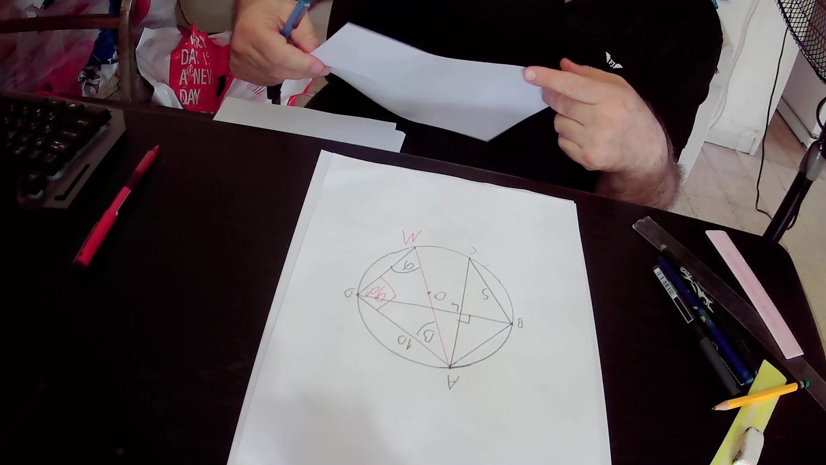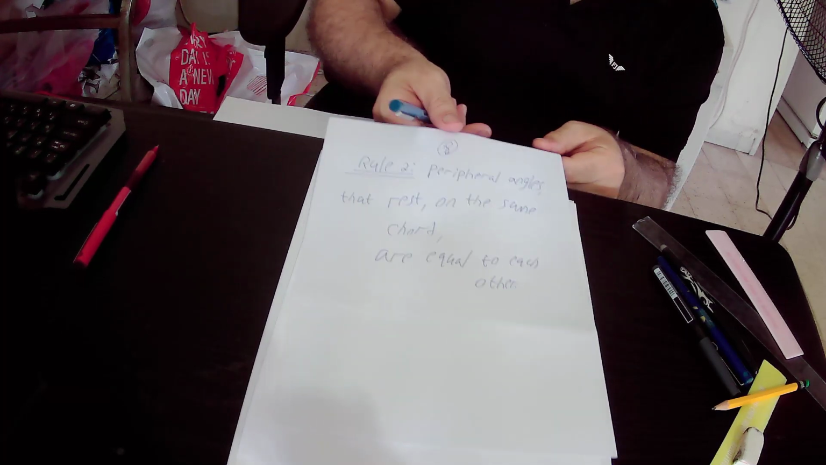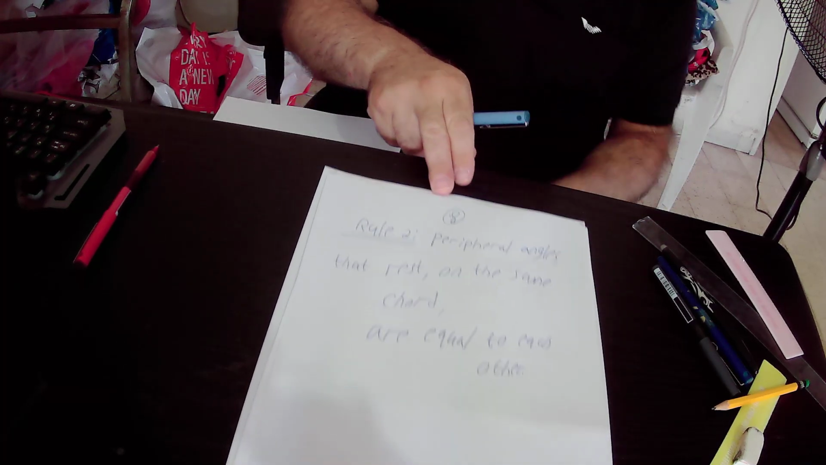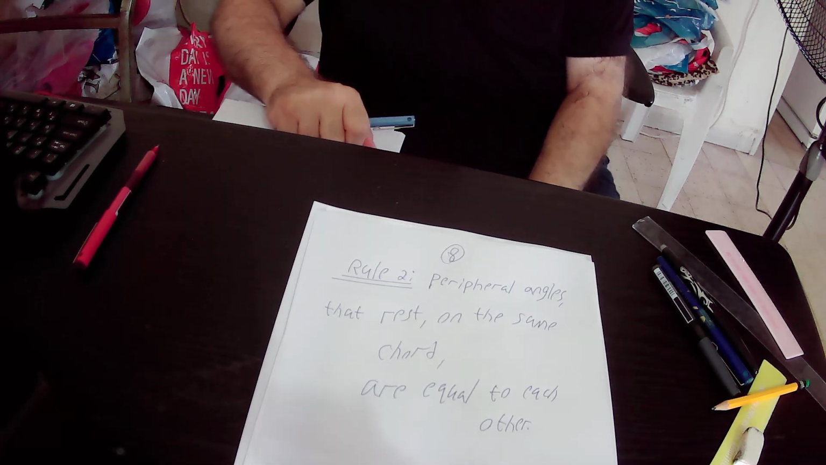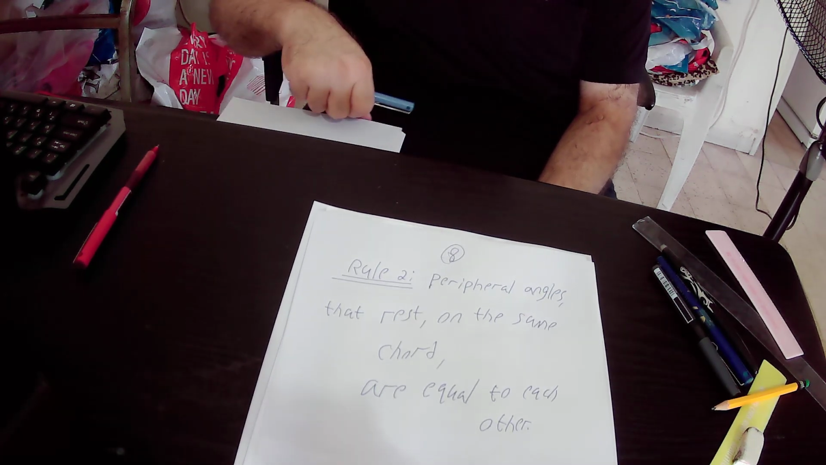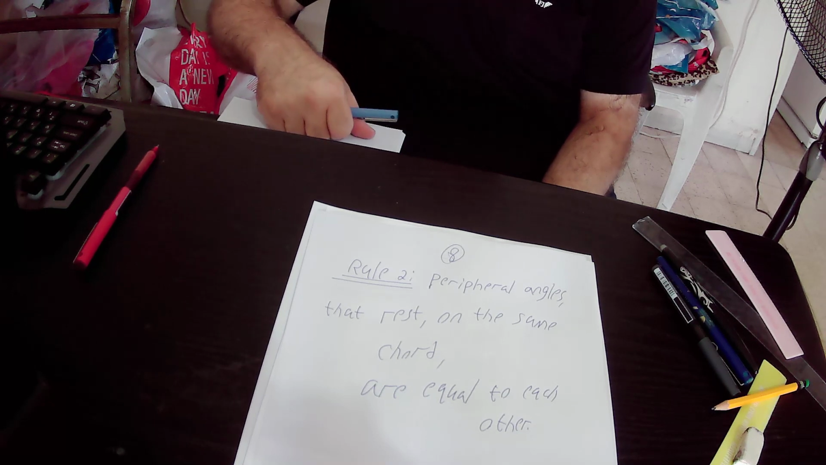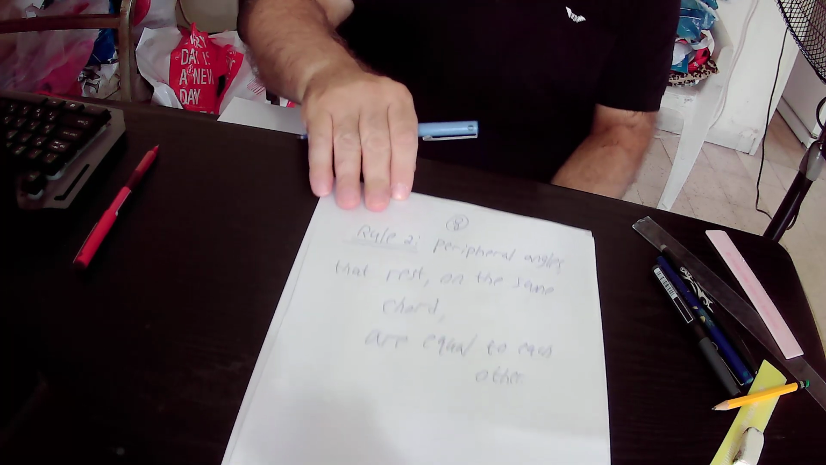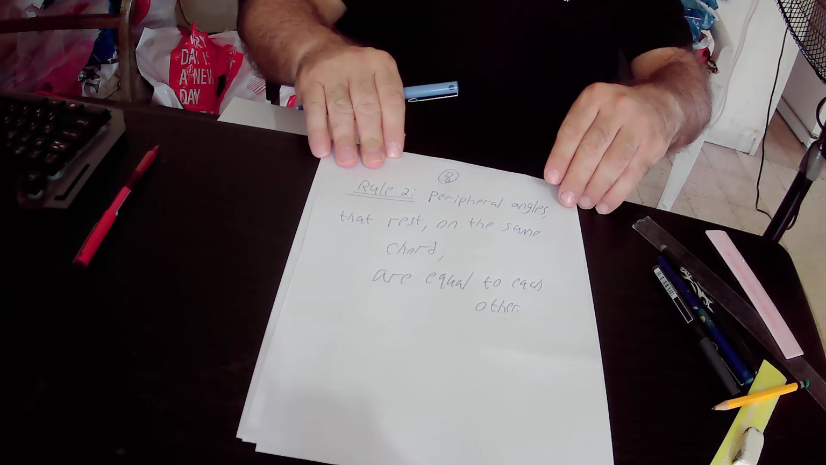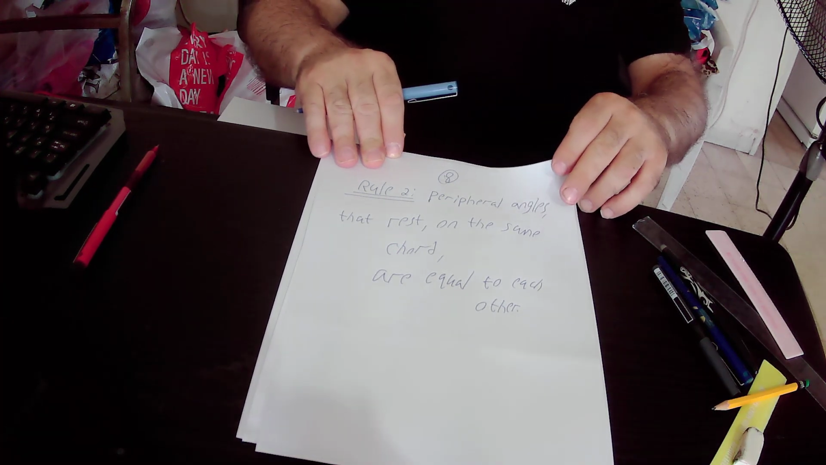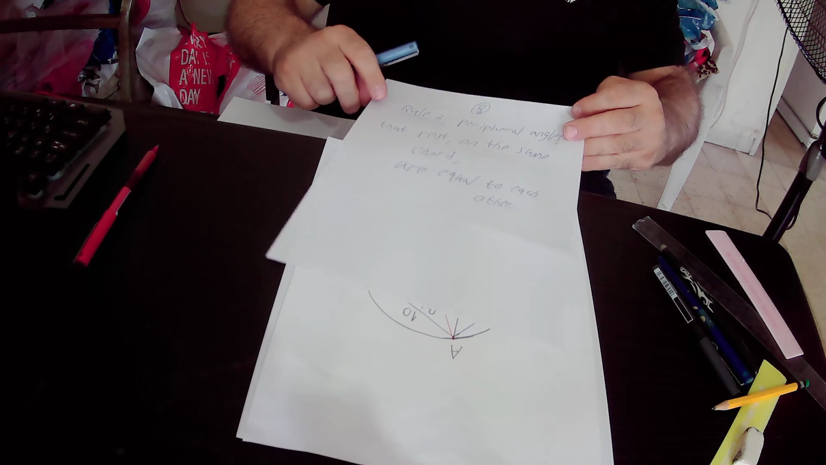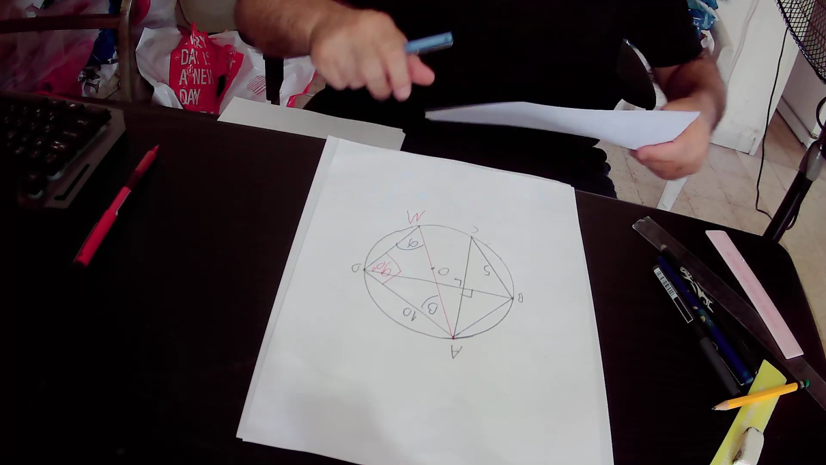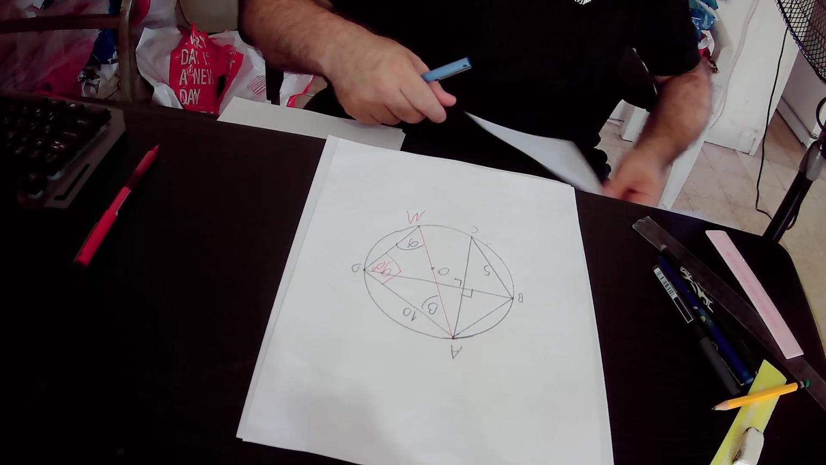I will read again rule number 2, which states that peripheral angles that rest on the same chord are equal to each other. In order to clarify rule number 2, I will give you an example.